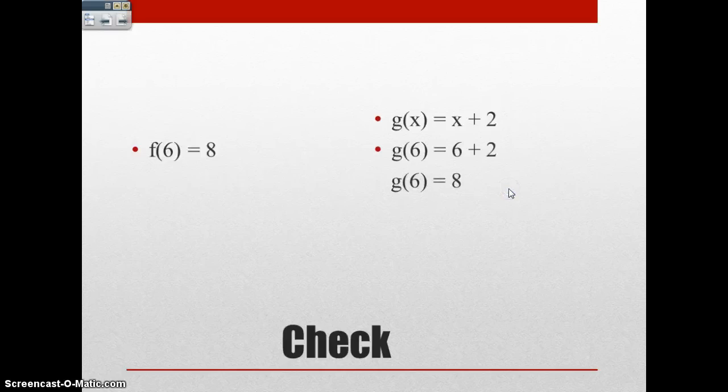Right, it's 6. We plug in 6 for x. We very simply get 6 plus 2. We know that that's equal to 8. And this tells me that when I plug in 6 to the g function, I get out 8.